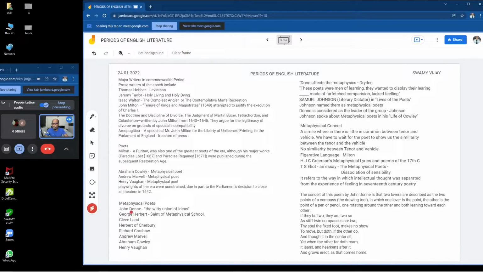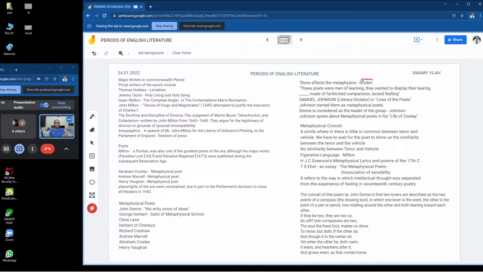So here John Donne, the witty union of ideas. If you get this question, who has witty unions of ideas among the metaphysical poets, then you have to name John Donne. And who is known as the saint of the metaphysical school? It is George Herbert. He is the saint of the metaphysical school. Now there are some very important pieces of information. You should remember this.